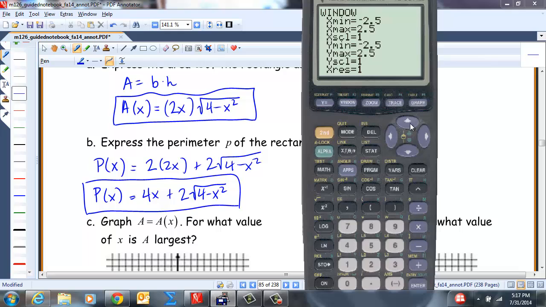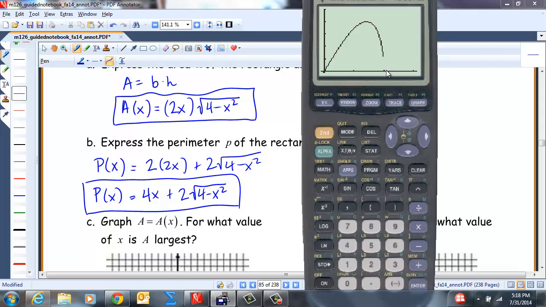So we want x to go to 3. So I'm going to call it 3.1. And we don't need to consider the negative for x. So let's call this negative 0.1 to start. And then the y minimum, we can do again a negative 0.1. And then the y maximum, let's just say 5. So let's graph that and see if it does anything better for us.